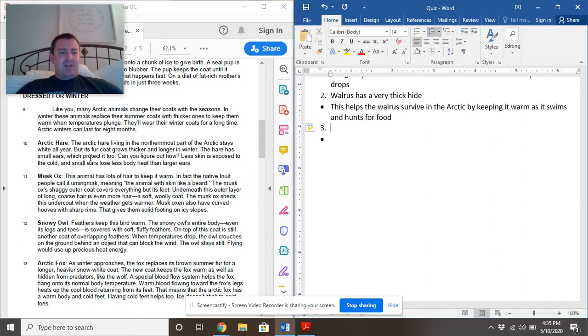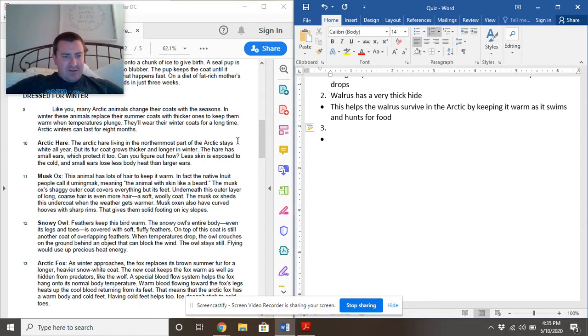The hare has small ears that protect it too. Can you figure out how? Less skin is exposed to the cold, and the small ears lose less body heat than larger ears. Okay, let's go into the musk ox. The animal has lots of hair to keep it warm.